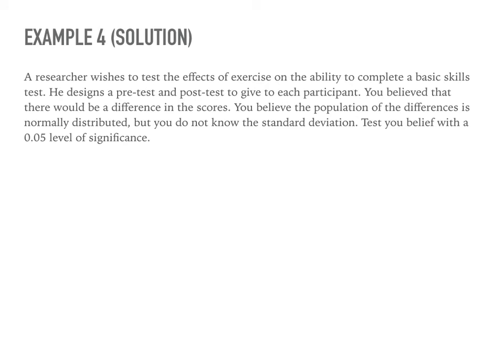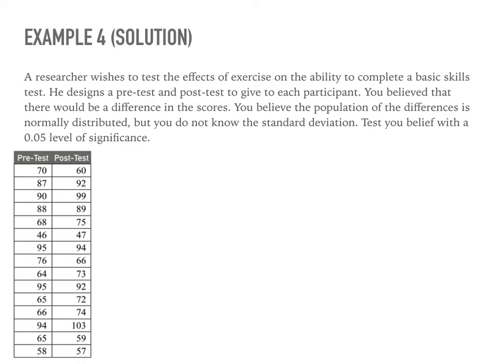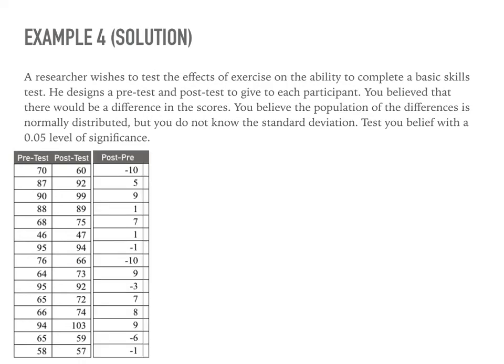A researcher wishes to test the effects of exercise on the ability to complete a basic skills test. He designs a pre-test and a post-test to give each participant. You believed that there would be a difference in the scores. Test your claim at a 0.05 level of significance. We want to do post-test minus pre-test, keeping in mind that if post-test minus pre-test is positive, there would be improvement.